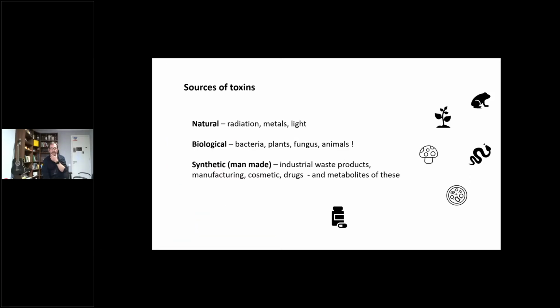Where do toxins come from? Well, there's natural toxins: radiation, metals, UV light, for example. There's biological toxins: bacteria, plants, fungus, and animals. If you think of frogs and venom from snakes, and actually some of them are quite brutally nephrotoxic too. And then we have, where we spend most of our time, synthetic man-made chemicals. And that's industrial waste products, from the manufacturing industry, the cosmetic industry, and then, of course, drugs. And we also are interested, of course, in the metabolites of all of these things, and especially drugs.